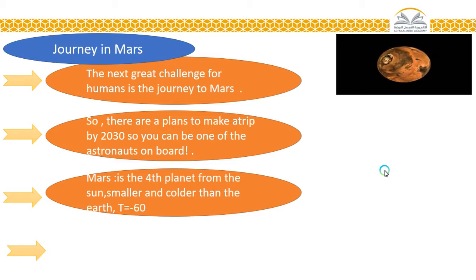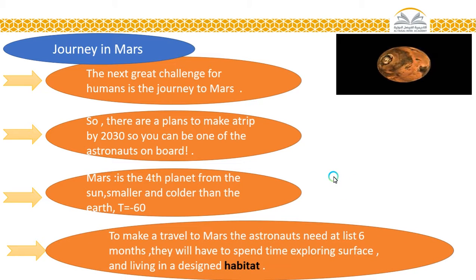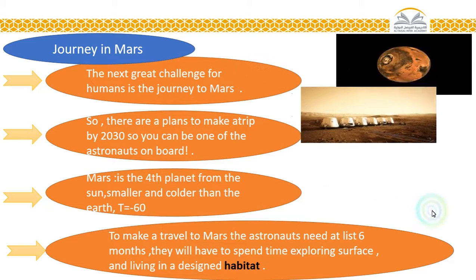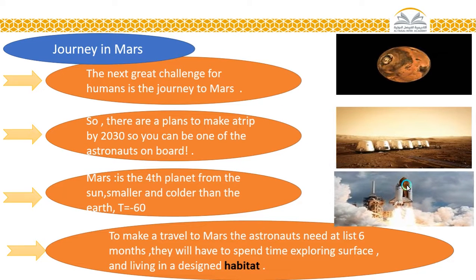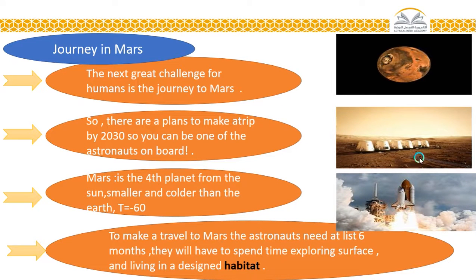Mars is the fourth planet from the Sun, smaller and colder than Earth. The temperature we can find there is minus 60 degrees Celsius. And also, to travel to Mars, the astronauts need at least 6 months. They will have to spend time exploring the surface and designing a habitat. You need to design some houses or habitats to stay alive there because there is no oxygen and no water there. This is the space shuttle that we need to use to travel to Mars.